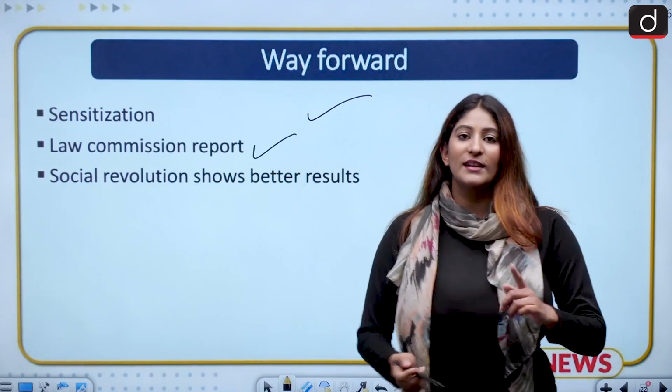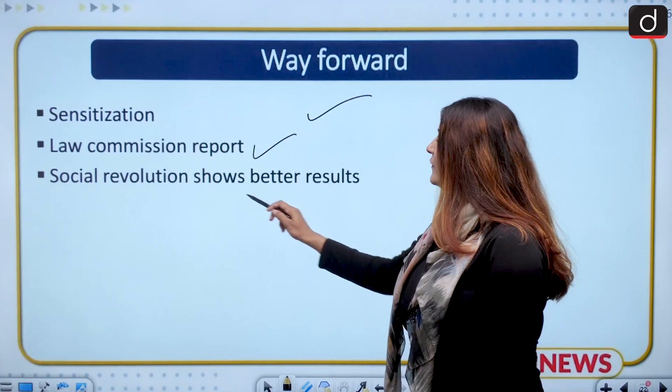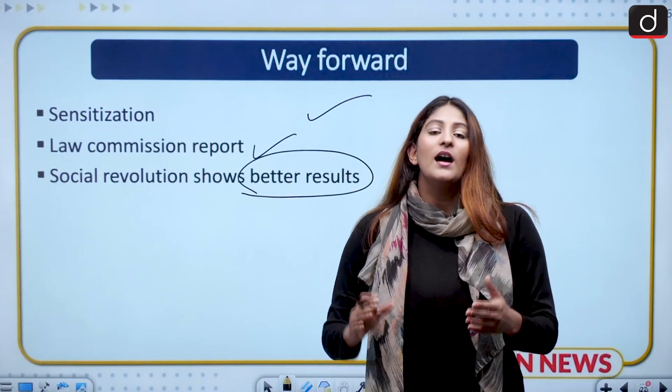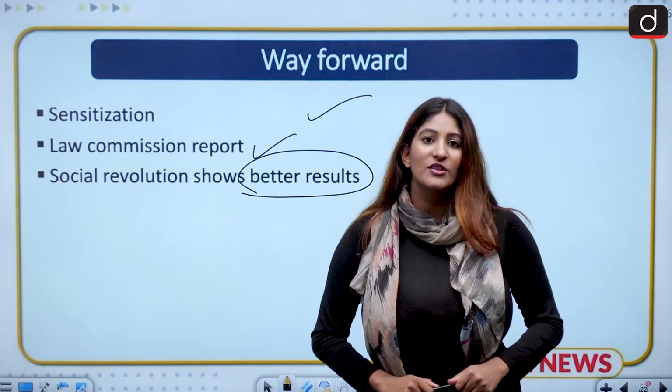Law Commission reports' recommendations with respect to the Uniform Civil Code must be taken very seriously, and social revolution shows better results. Whenever social revolutions have to take place, they should come from the society itself, not be imposed from above. We saw that in the Sabarimala case.